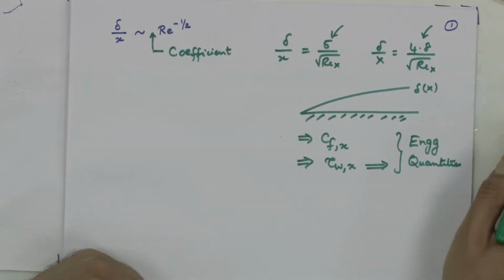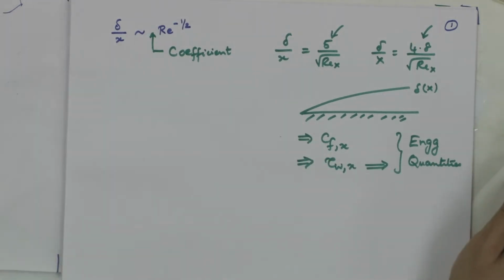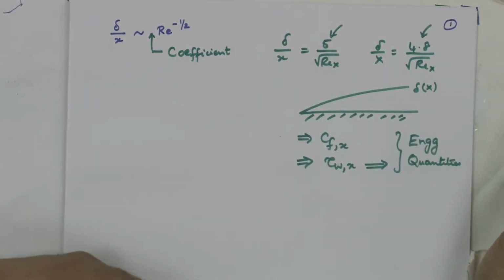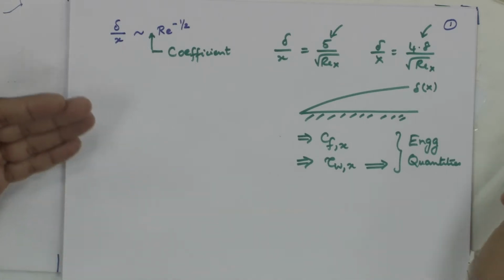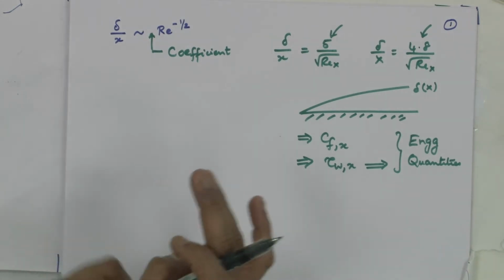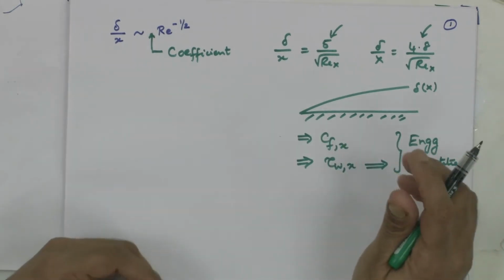Whatever I do, if I fit experimental data to a set of experiments which have been done, the experiments have to collapse to the form delta by x is of the order Re to the power minus half. It has to collapse that way. Once that collapse is done, after manipulation of the experimental data, whatever procedures are there, you would get the slope or something like that, which gives me the coefficient, which could either turn out to be 5, 4.12, 4.18 or whatever it may be.